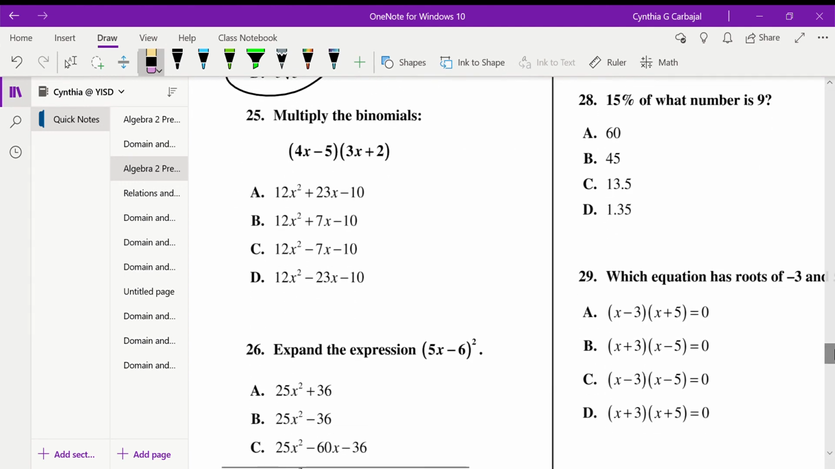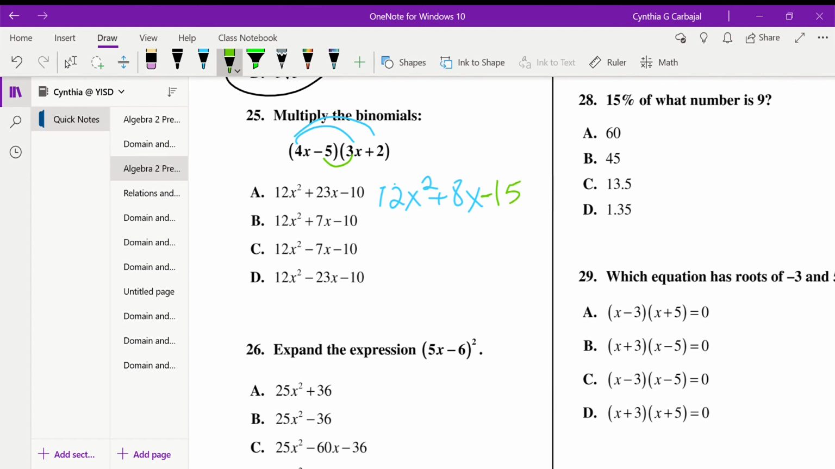Number 25. It says multiply the binomials. So we're going to do 4 times 3. 4x times 3x is 12x squared. Then 4x times 2 is positive 8x. Then we move on to the negative 5. Negative 5 times 3 is negative 15x.